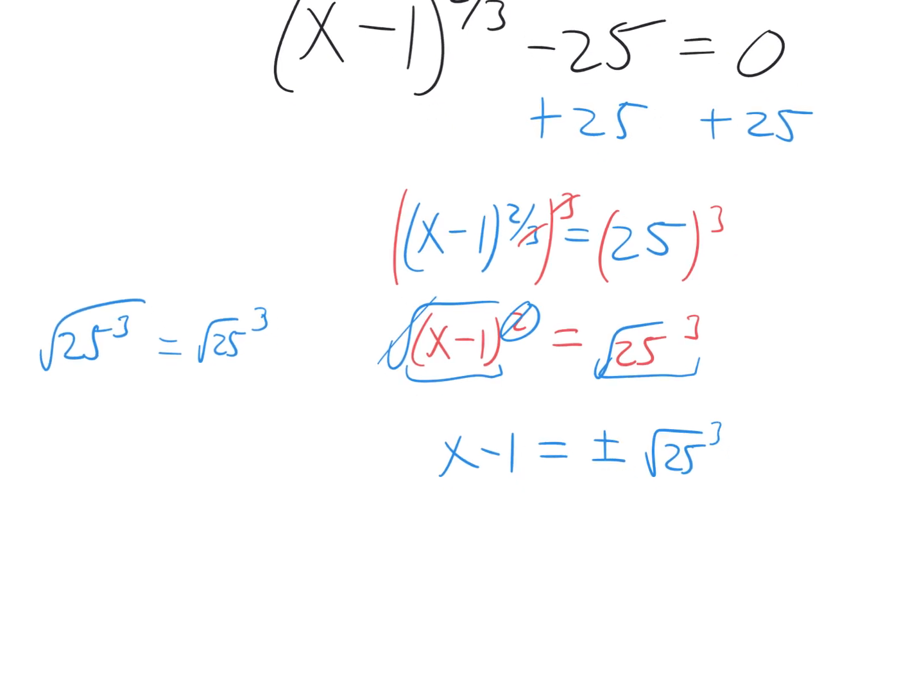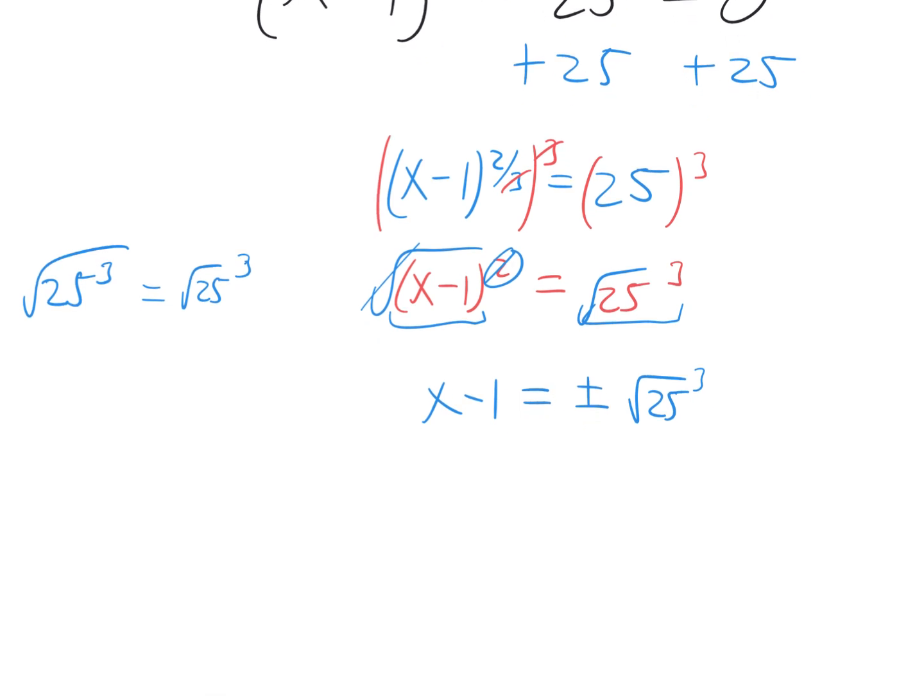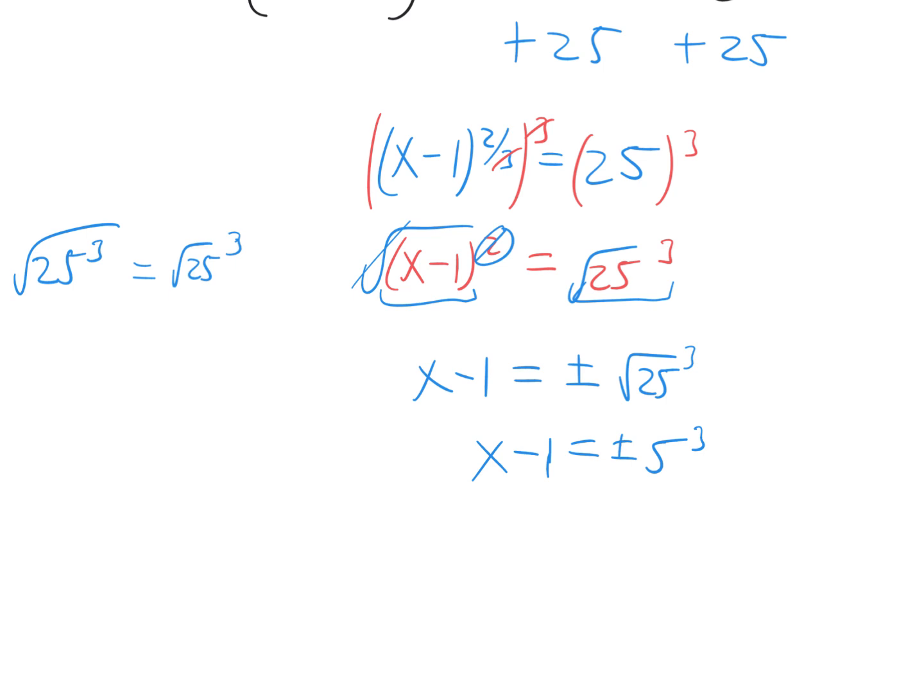So that's what we're going to do first, but one of them is easier to do than the other. You don't want to cube 25 and then take the square root of that big number. It's easier to first take the square root of 25 and then cube it. So we get x minus 1 is plus or minus 5 to the third power. And that's a lot easier to do than if you were to cube 25. So we get x minus 1 is plus or minus 125.